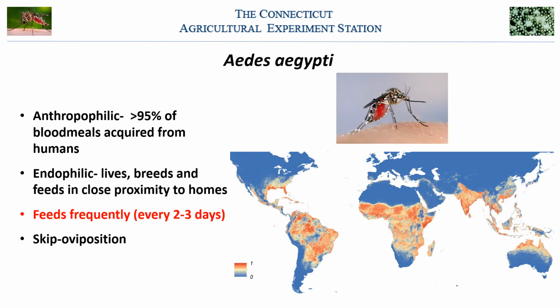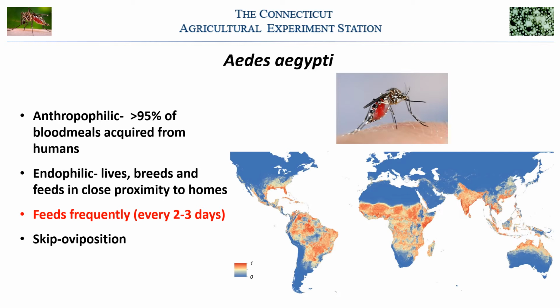So it lays its eggs in artificial breeding containers such as discarded tires and water vessels for holding water, and so it's really in close proximity to humans. Another thing that makes it a very good vector is that it feeds frequently. And I really want to stress this because that's going to be a topic of what we're talking about today, is the frequency at which these mosquitoes feed. And they'll feed every 2 to 3 days in nature. And this really facilitates effective transmission of a lot of these arboviruses.